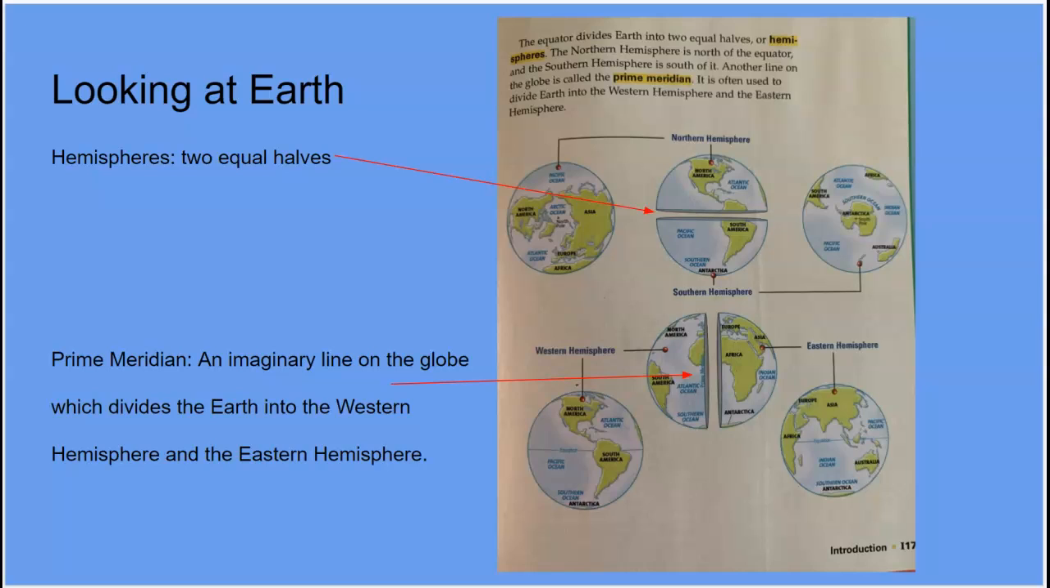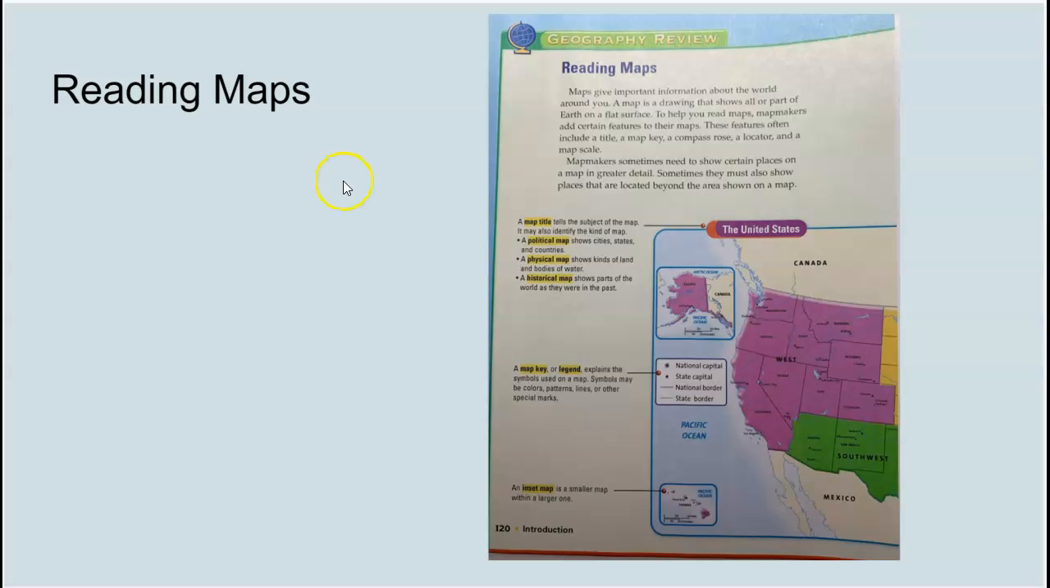Another line on the globe is called the prime meridian. It is often used to divide Earth into the western hemisphere and the eastern hemisphere. So hemisphere, 2 equal halves. Prime meridian is an imaginary line on the globe which divides the Earth into the western hemisphere and the eastern hemisphere. Now we're talking about reading maps.